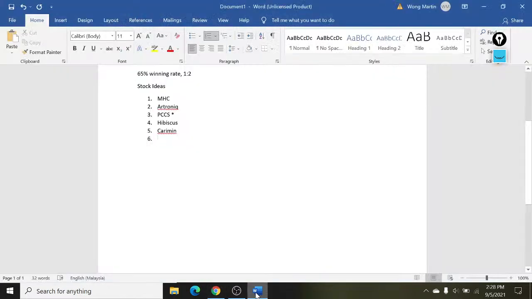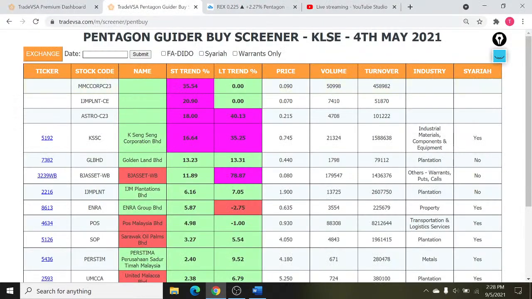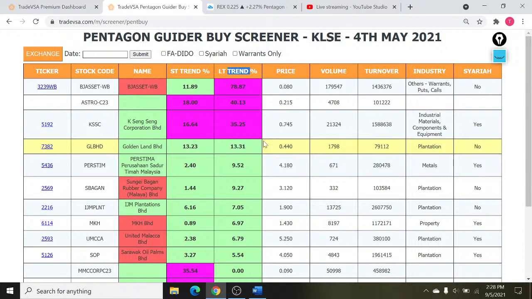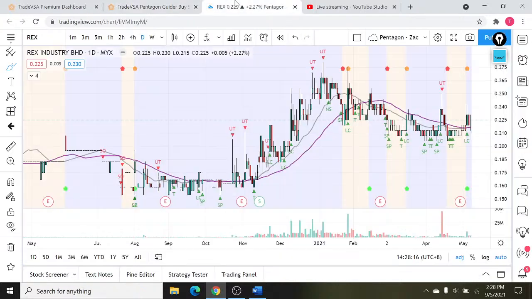So far I think I got five. This is plantation, chemical, and I forgot the other, two oil and gas. Okay, KSSC. This one has broken up already.